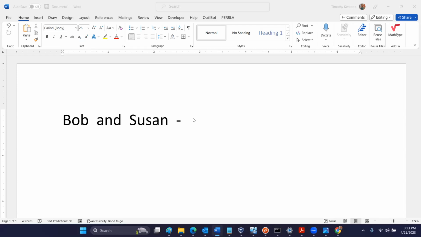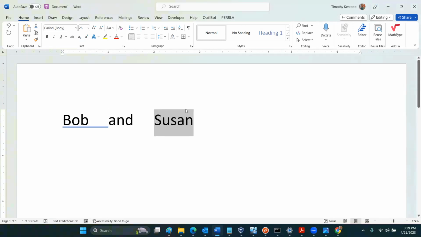So let's pretend that both Bob and Susan have given each other their public keys. Okay? And now Bob has Susan's public key and Susan has Bob's public key. All right? Is everybody with me? When Susan is encrypting the message she is sending to Bob, she's going to use Bob's public key.